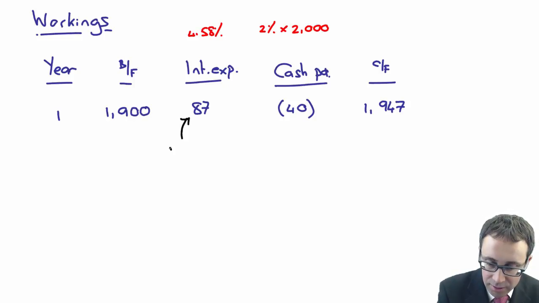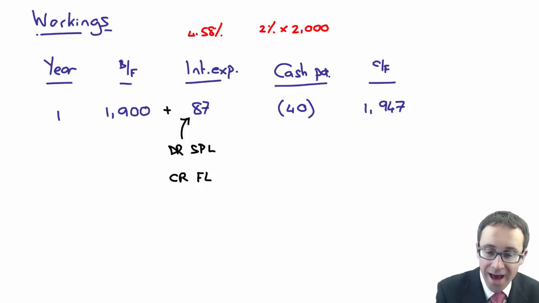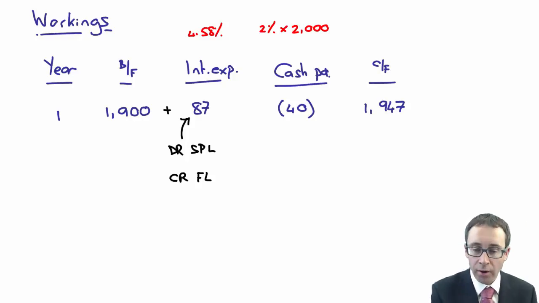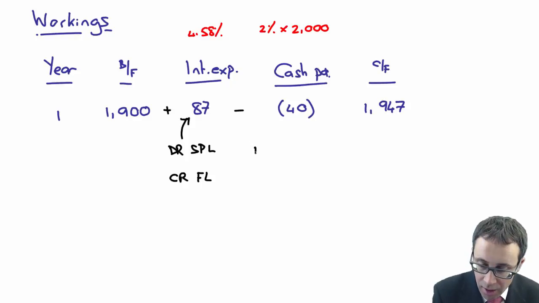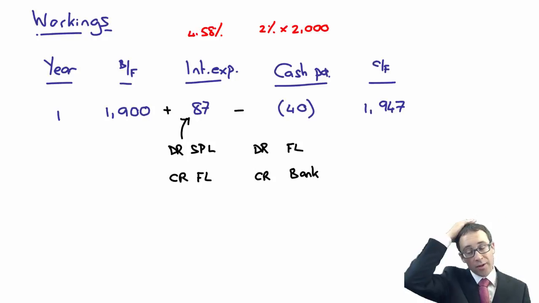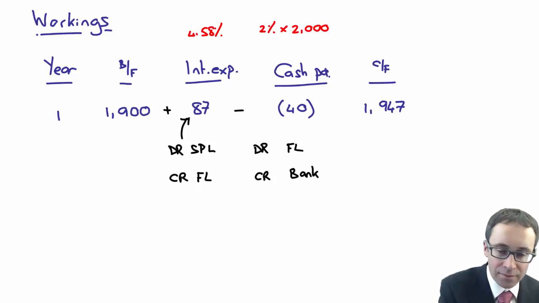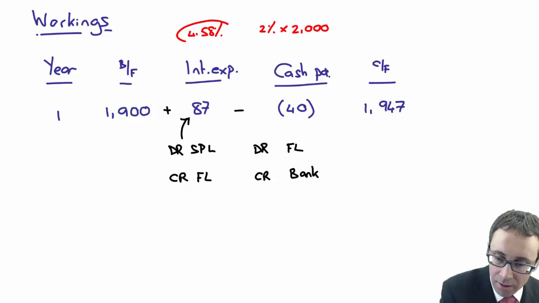Again, if you're interested in the debits and credits, which I'm sure you are, then on the interest expense, you debit your statement of profit or loss, credit your financial liability, which is why we have added the 87 to the 1900. And then we deduct the cash paid, don't we? So we debit our financial liability and credit the bank.